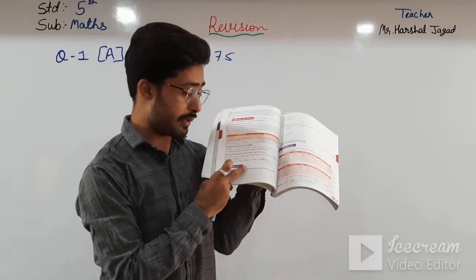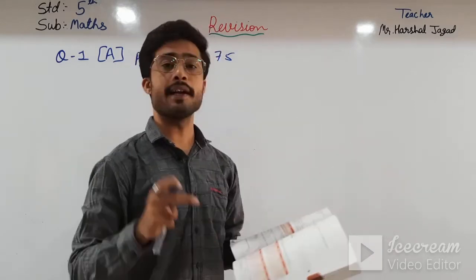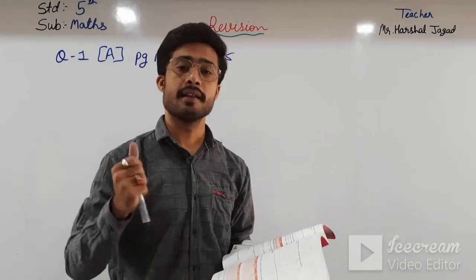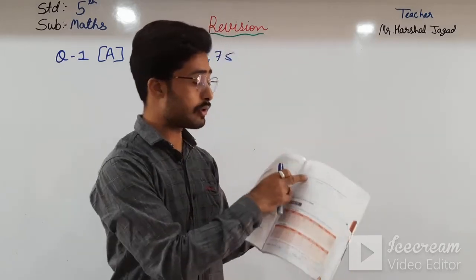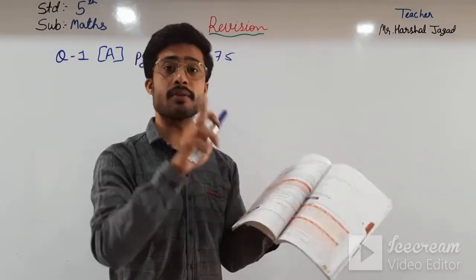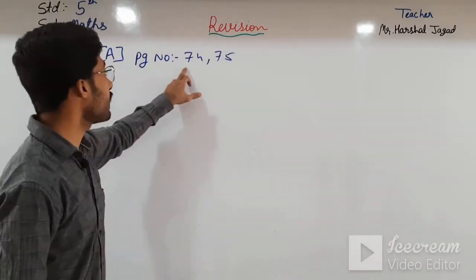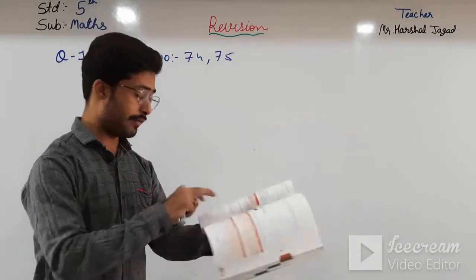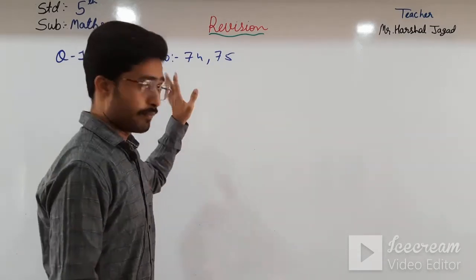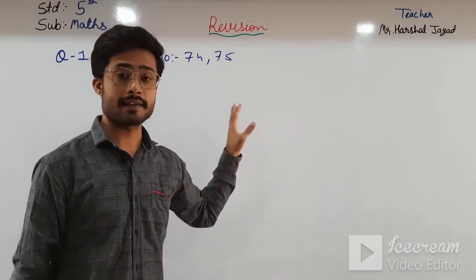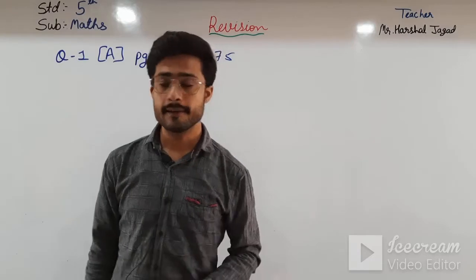Write the expanded notation and the number names of the following numbers. According to that you have to expand this. Okay students, so in question 1a, it can be asked from here and also from the examples. So I have given you the page numbers 74 and 75. From that any two can be asked of expanded notation, that is question number 1a.